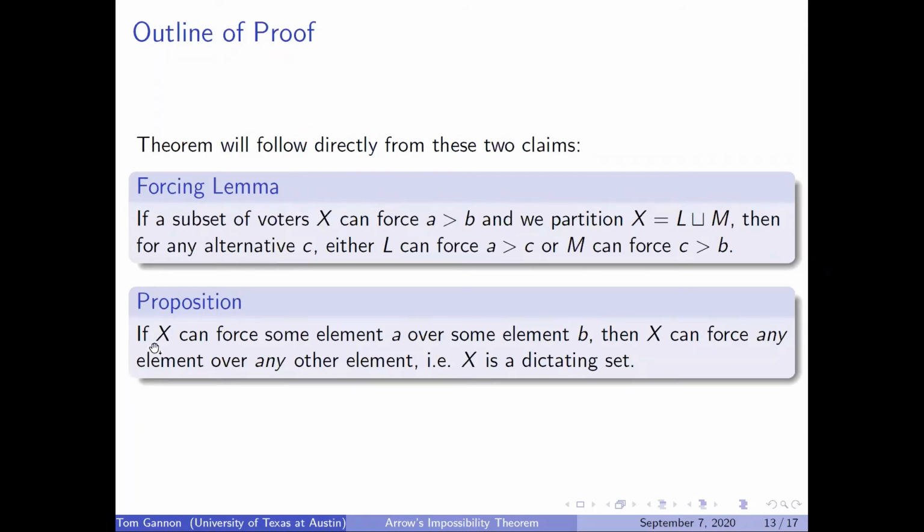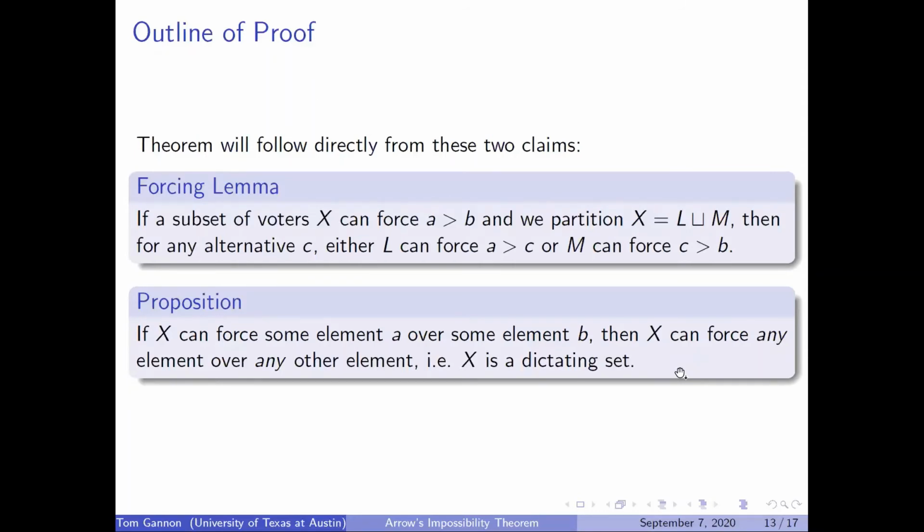But this proposition says that if a group of voters can force some element over some element, then it's a dictating set. So we're just going to repeatedly apply the lemma, making the people that aren't dictators just leave the room. And then eventually, since there's finitely many people, we're going to have to whittle it down until there's exactly one person left in some set. And then we apply the same argument and we find, oh, look, X was a dictator. The set of one person is a dictator. And therefore, the set of all people is a dictating set, and therefore that person is a dictator.